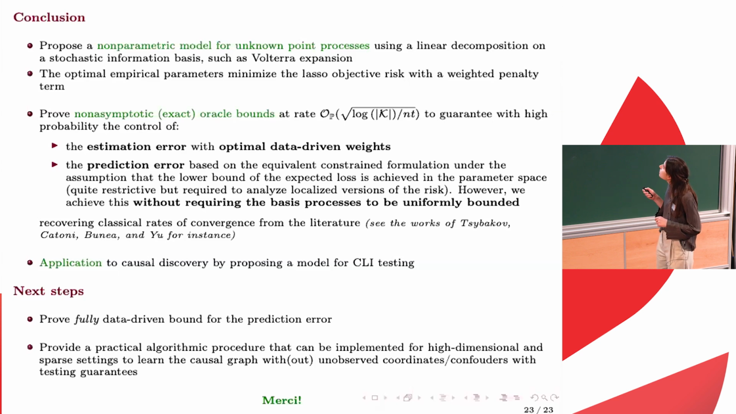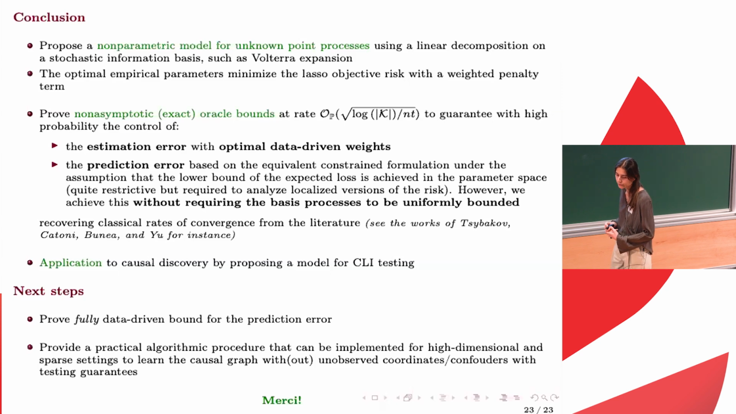I've presented you those related to the estimation error of the minimizer theta hat, and I skipped the prediction error in the interest of time. We are interested in the future, so we hope to submit it soon. The next steps would be to provide a fully data-driven bound for the prediction error, and to provide also a practical algorithm for really learning the whole causal discovery in this very high-dimensional setting that we have. Thank you.